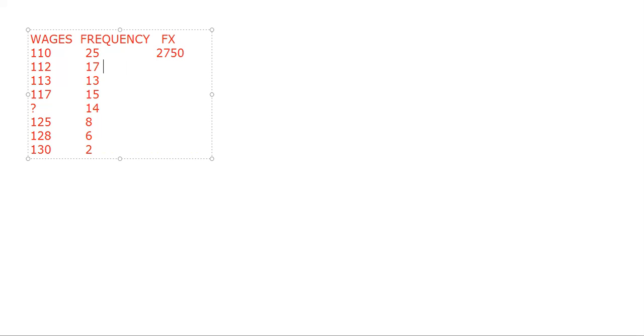Do it along with me and give me the answers, please. 112 into 17: 112 is the wages, 17 is the frequency given. So 112 into 17 will be 1904. Next fx is 113 into 13. Please find out and let me know. By the time, I'm also calculating.